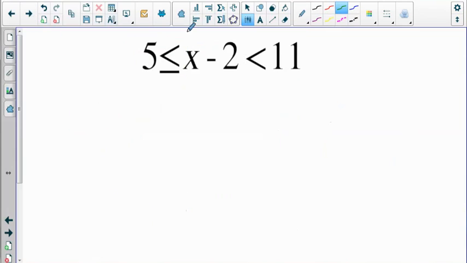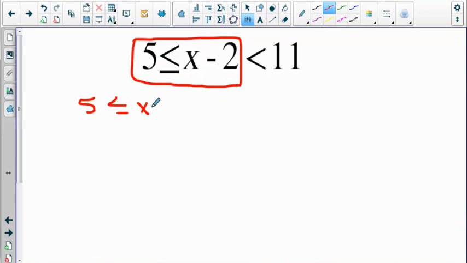Here's the next one. Again, it's all about focus. I'm just going to focus on this left side here. Let's see, I got 5 is less than or equal to x minus 2. Spin the whole thing around. X minus 2 is greater than or equal to 5. Add 2 to both sides. X is greater than or equal to 7.